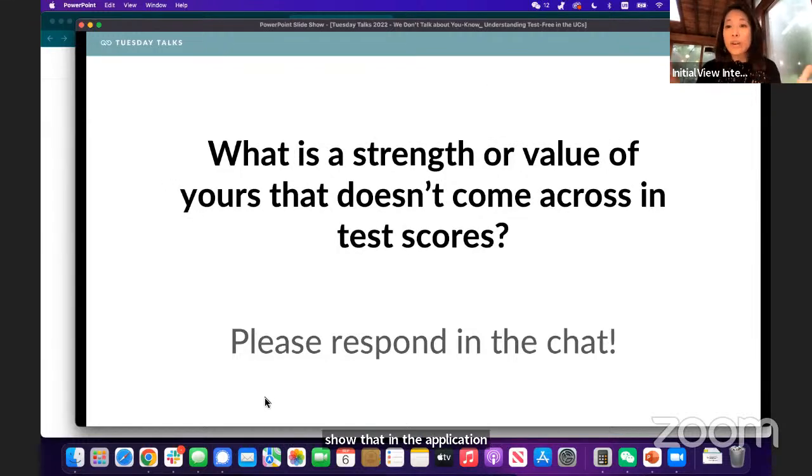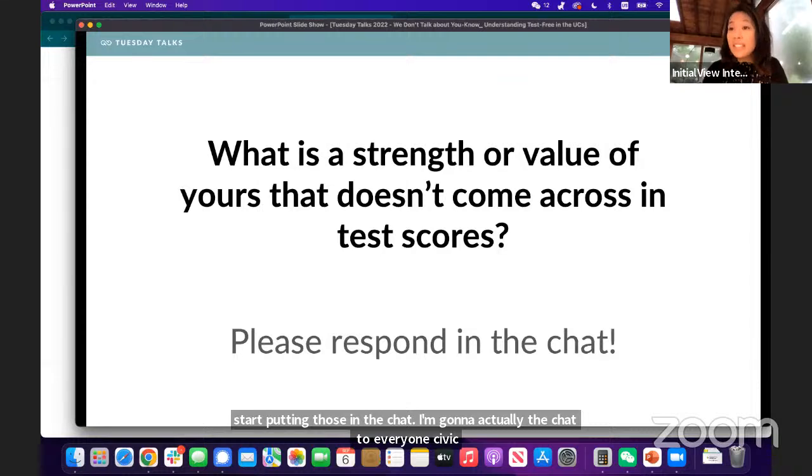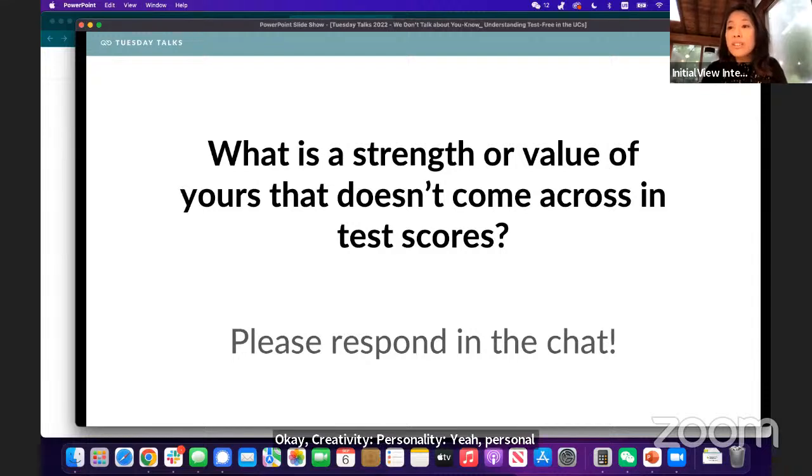So my next chat question is, what is a strength or value of yours that doesn't come across in the test score that you think is important? So start putting those in the chat. I'm going to actually open up the chat to everyone so everyone can see. Okay, creativity, personality, yep, personal characteristics, your social skills, intelligence, yep, leadership.